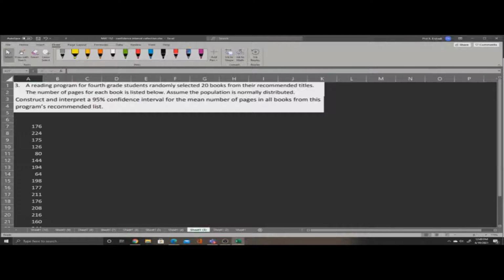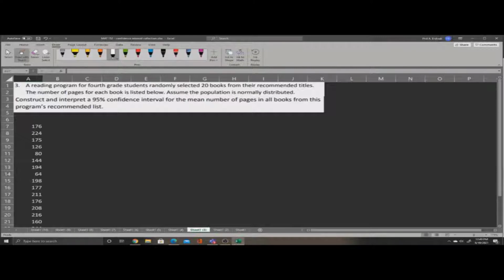A reading program for 4th grade students randomly selected 20 books from their recommended titles. The number of pages for each book is listed below. Assume the population is normally distributed. Construct and interpret a 95% confidence interval for the mean number of pages in all books from this program's recommended list.